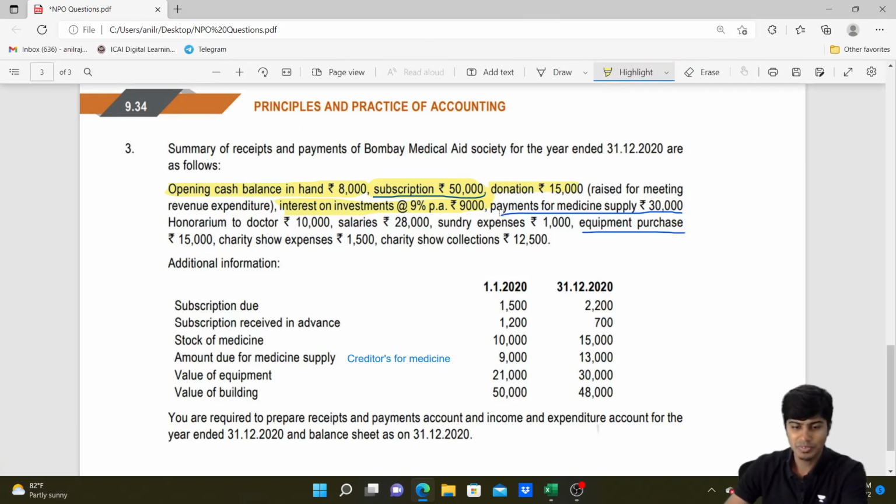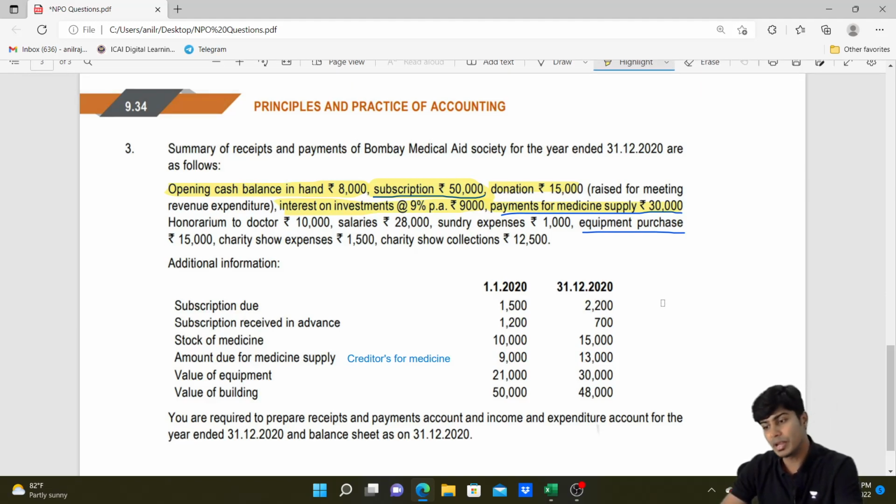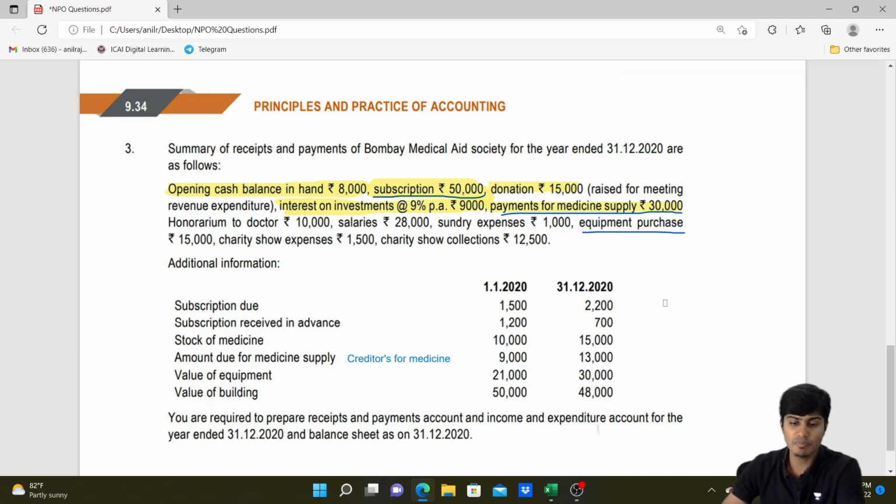Let's get back to the question. Then we have payments for medicine supply 30,000. We have purchased medicines, for that we made payments. This is not purchase of medicines.